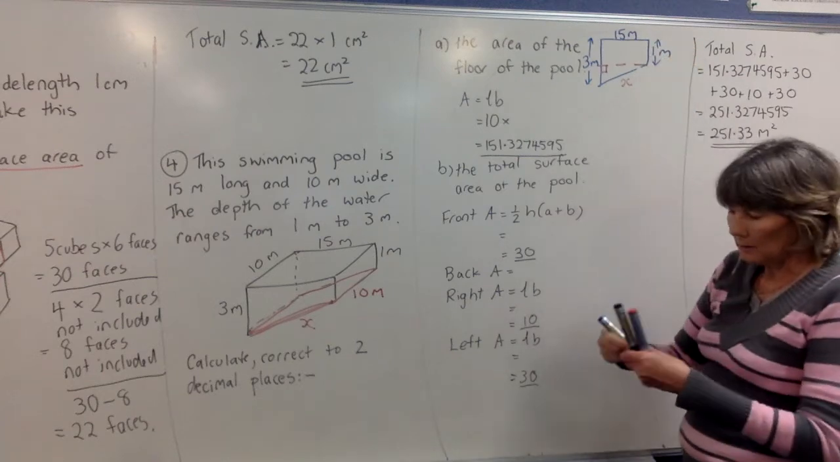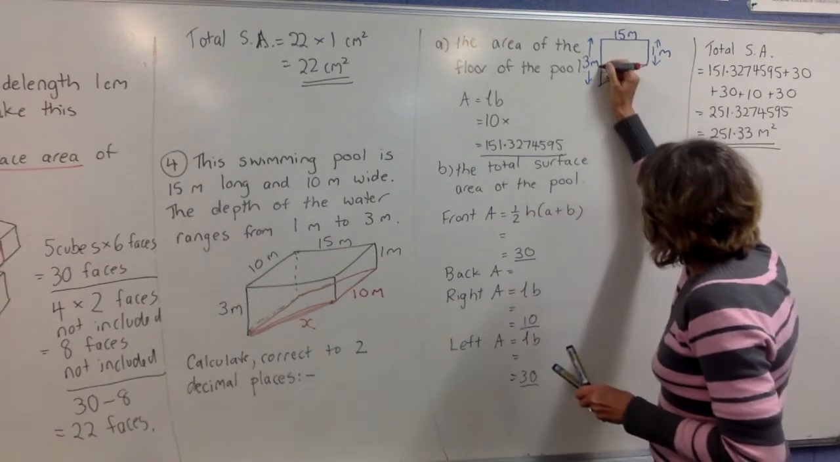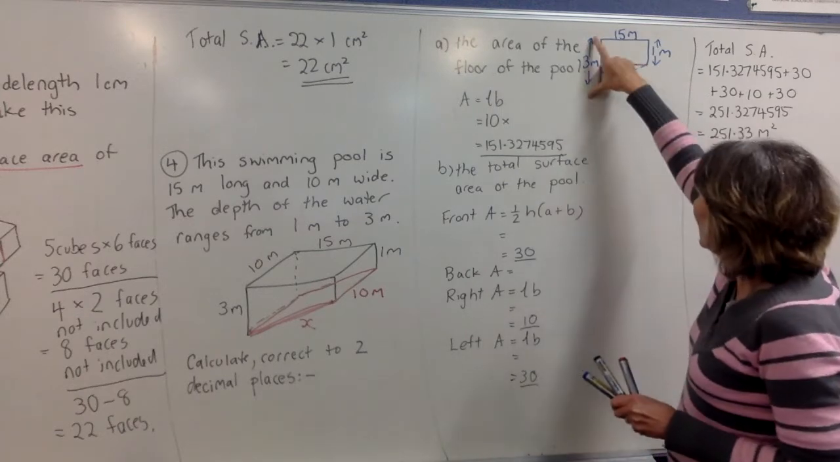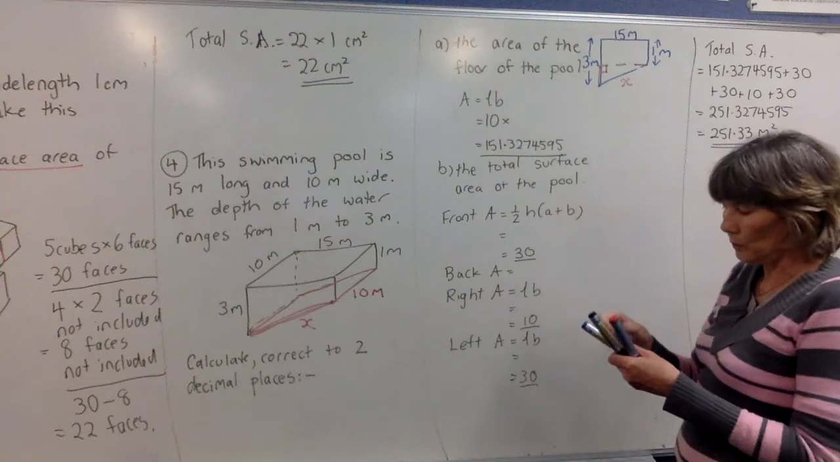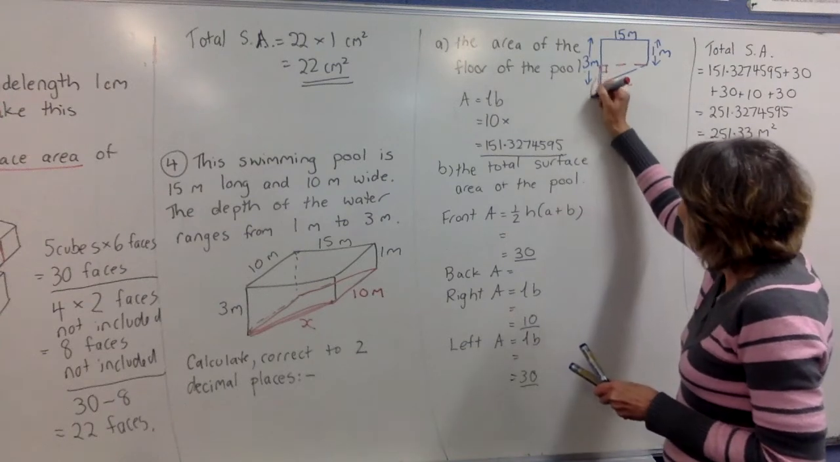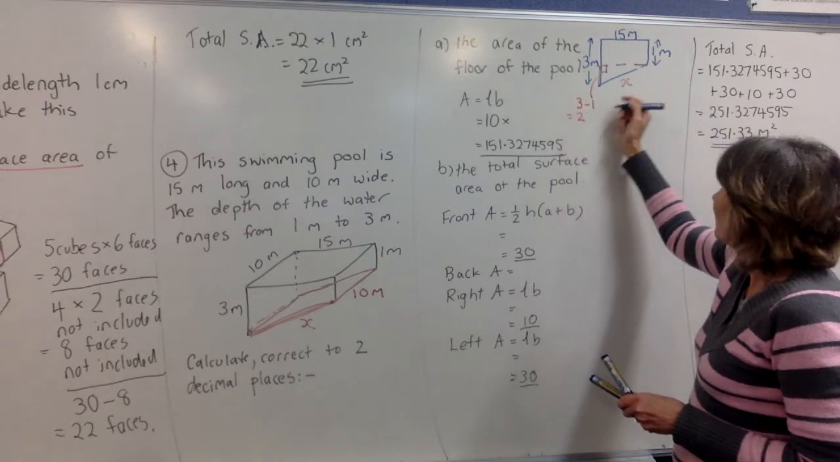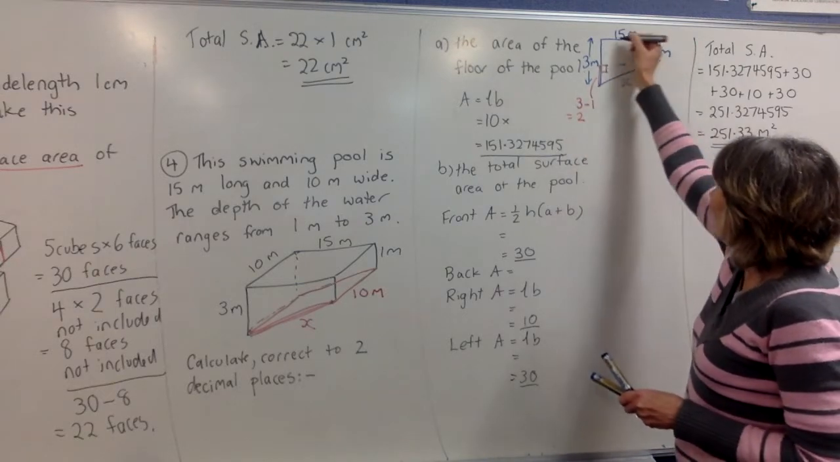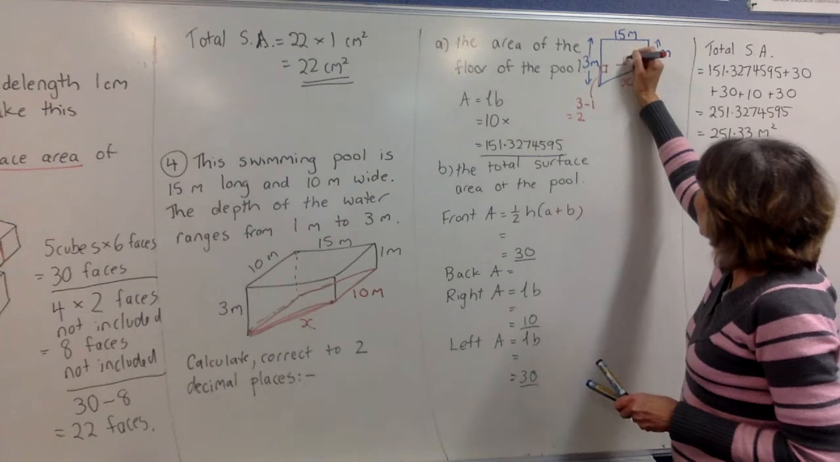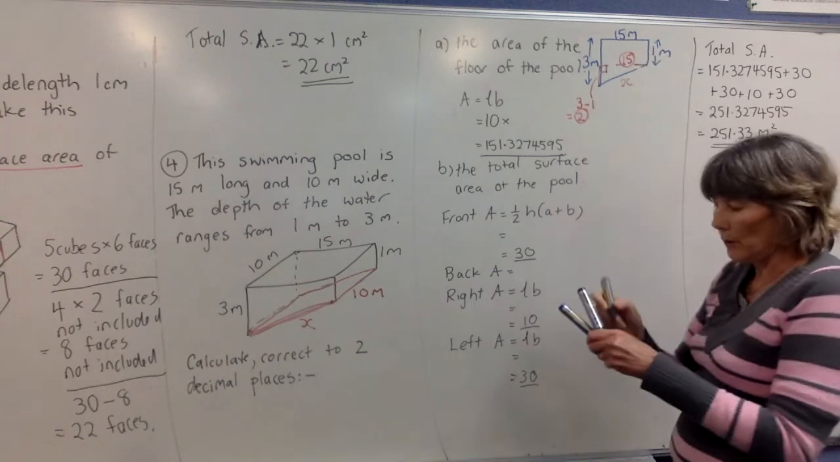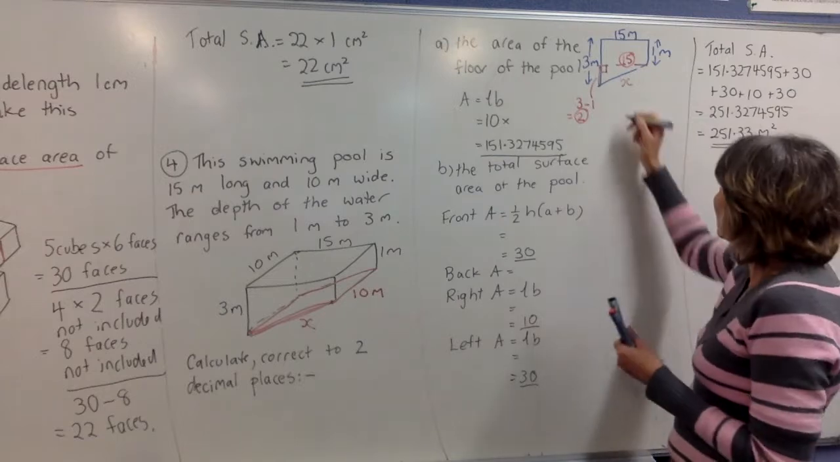So how big would this bit be? Well, that's going to be 3, take away 1, which will give you 2. Right, so in there, you've got 3, take away 1. So you've got a 2 in there. And that bit there is going to be the same as the top part, so that's a 15. So we have a 15 and a 2 that we're working with in our right angled triangle.